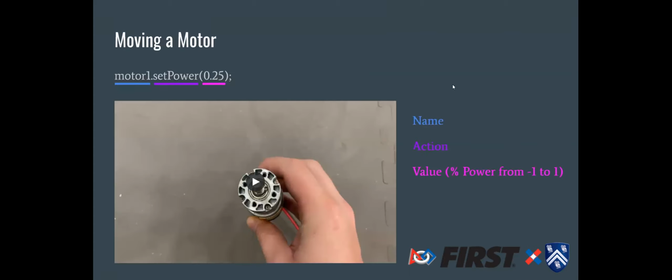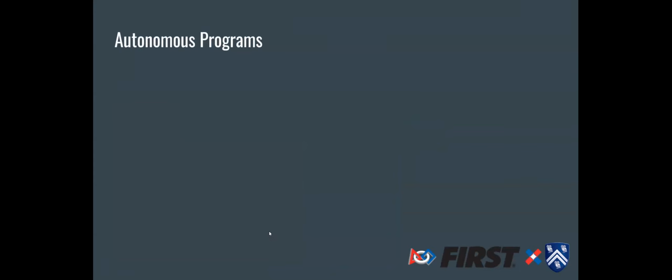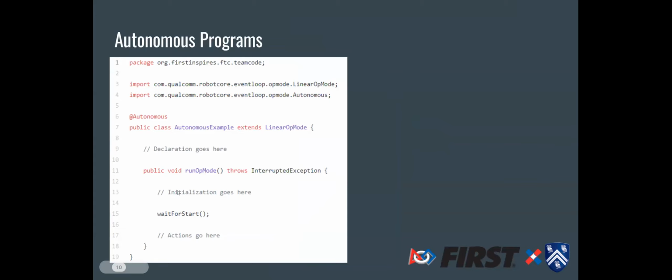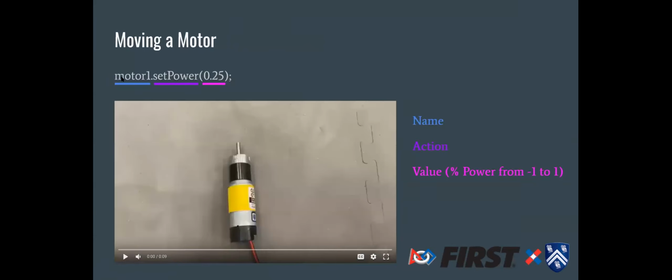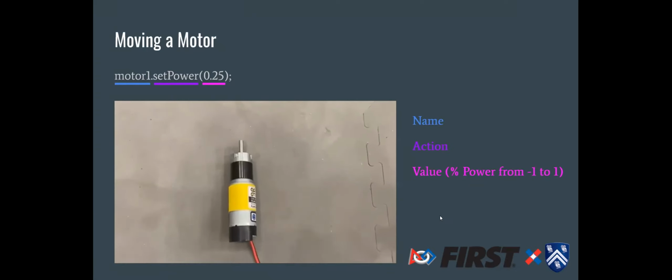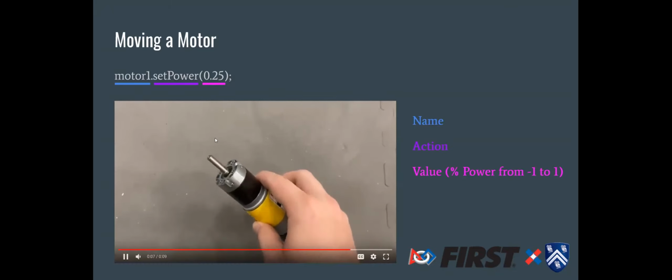So now that you have your motors set up, you can actually set them to move. And this is what we would see in either our loop part for driver controlled or in our autonomous part for running the actual mode. So here, this is exactly what a line of code would look like that's going to set your motor's power. This can be anywhere from 0 being off to 1 being on. And here's just a little video of it. It might be a little tough to see, but we've set power to 0.25 and you can see that it's spinning around.